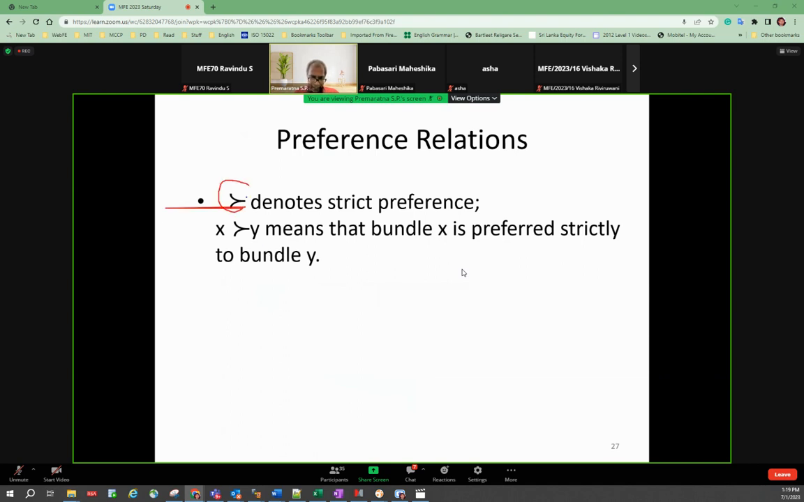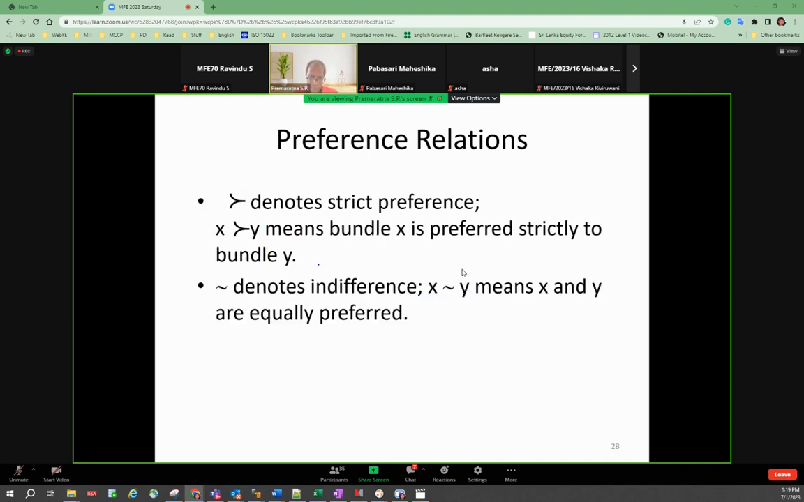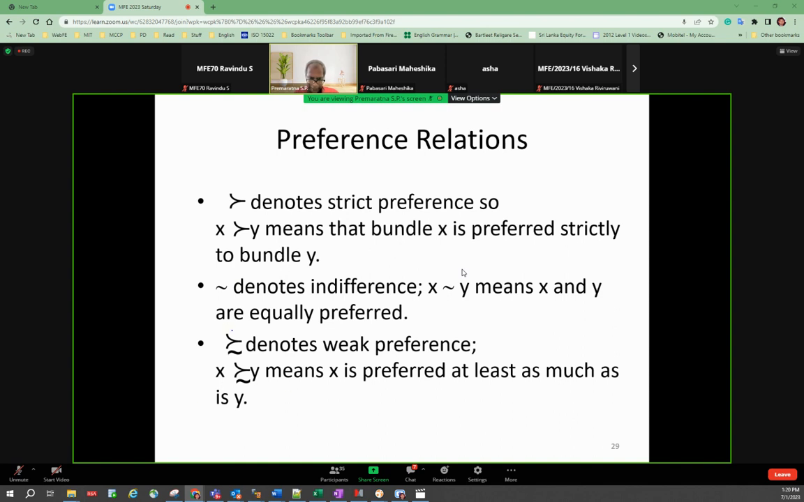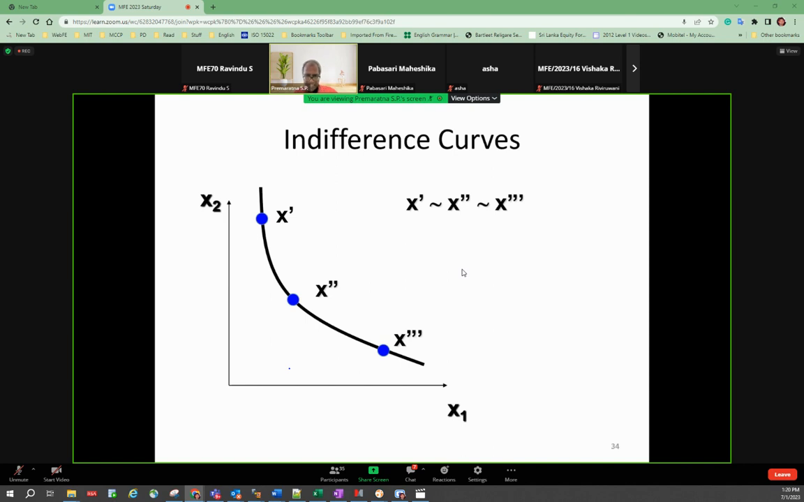If this symbol is used, it means strict preference. For example, X is strictly preferred to bundle Y. And we also discussed this symbol to define the word indifferent, which means X and Y are equally preferred, no favored. And the third one is weakly preferred, which covers both ways, strict and indifferent, that is weak preference. So this explains these three concepts.